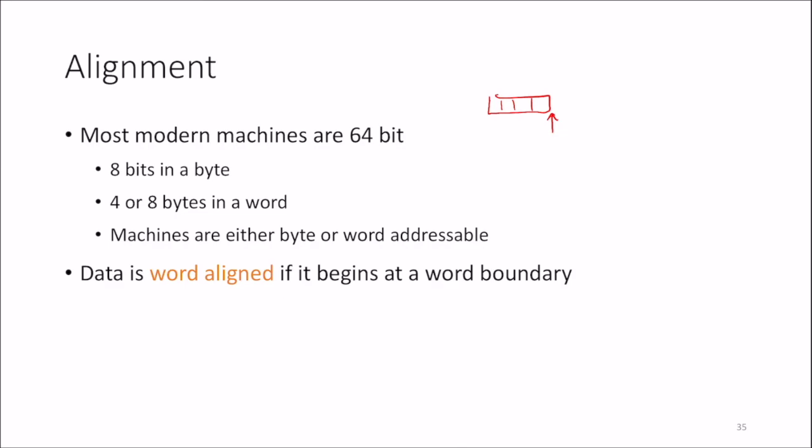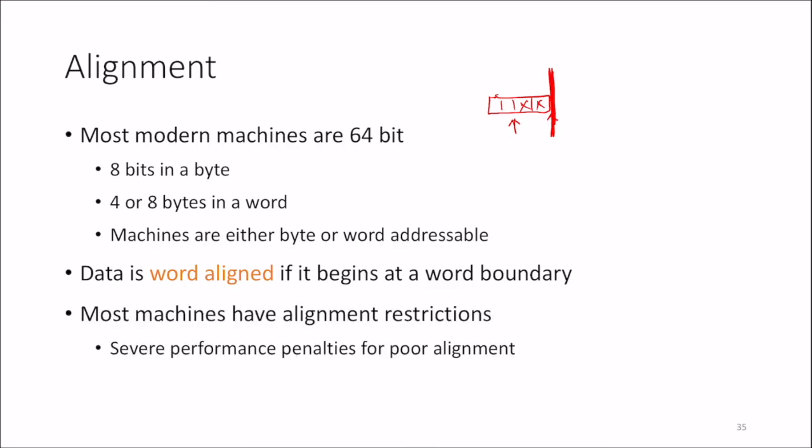So let's say you wanted to allocate this much, then you still have some extra space, and this part over here would be the word boundary. So even if you don't have sufficient data, you still need to allocate everything up to the word boundary. Most machines have these alignment restrictions, and there are severe performance penalties for poor alignment. So a compiler really has to pay attention to this.